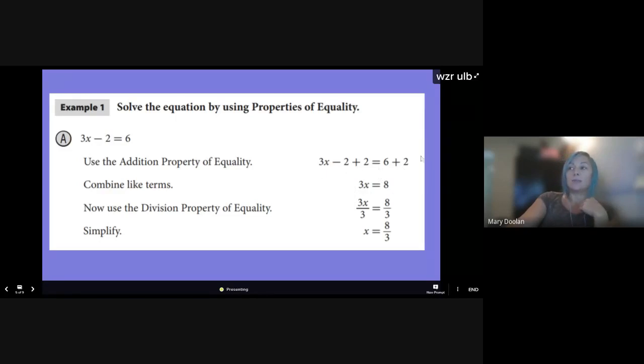This gets simplified by combining like terms. Negative 2 plus 2 is 0, so I'm just left with 3x. 6 plus 2 is 8.